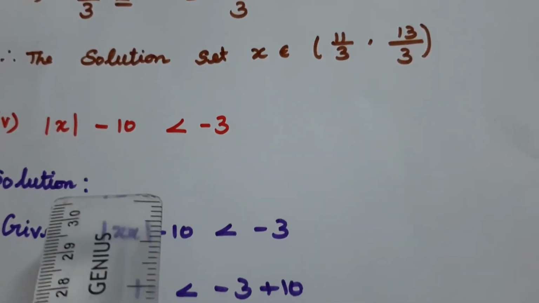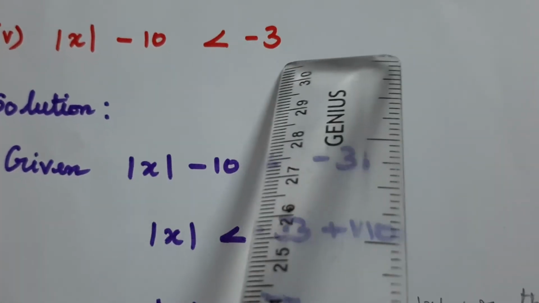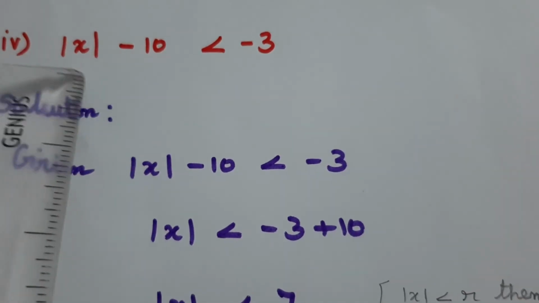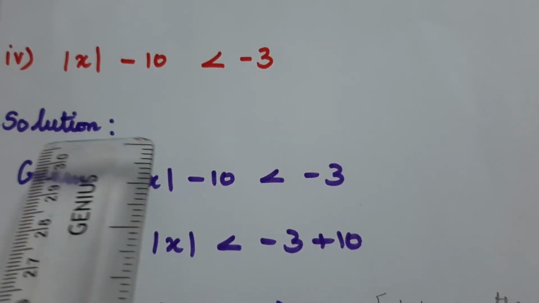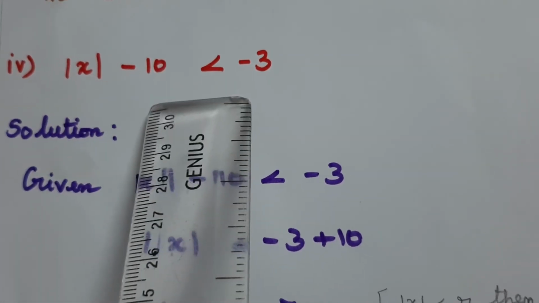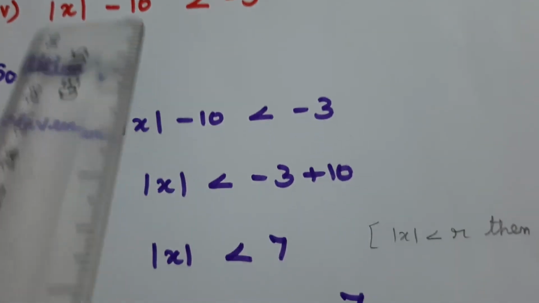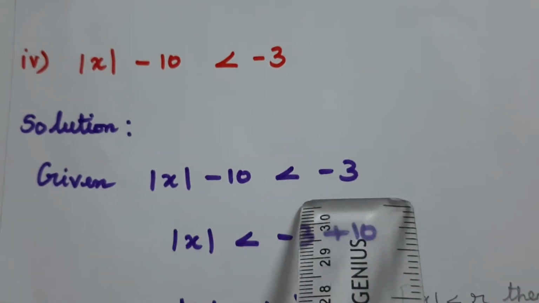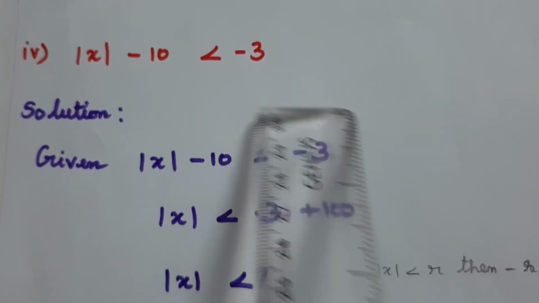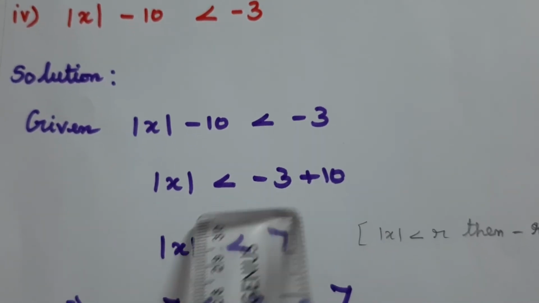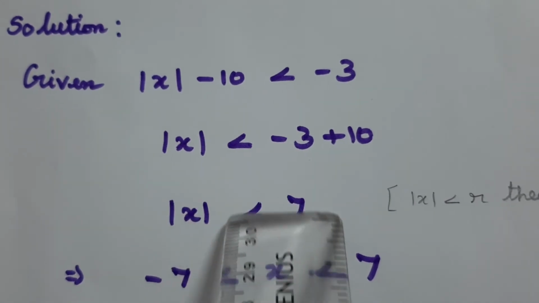Coming to the fourth subdivision, modulus of x minus 10 less than minus 3. First rewrite this in the form of either modulus of x is less than r or greater than r. So here the solution: just take and write the given value, modulus of x minus 10 is less than minus 3. Bring your 10 to the other side, minus 3 plus 10 you will have, so 10 minus 3, 7.